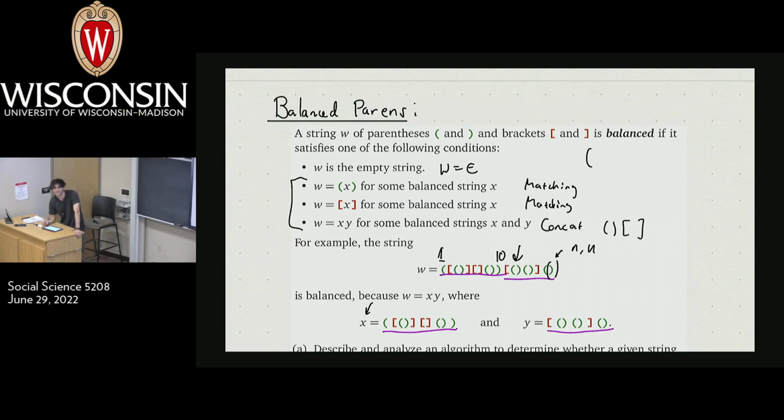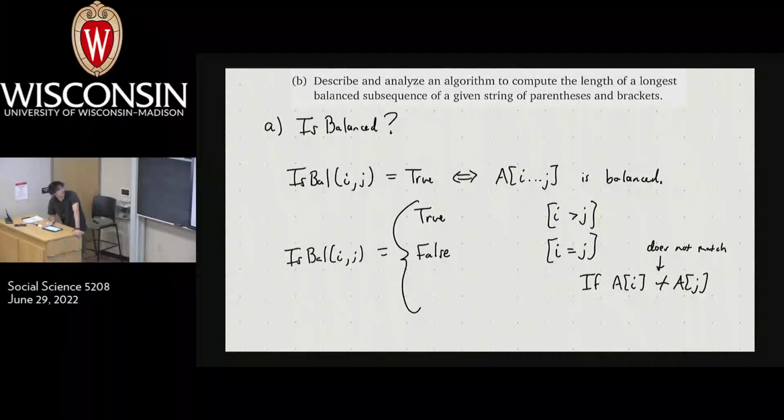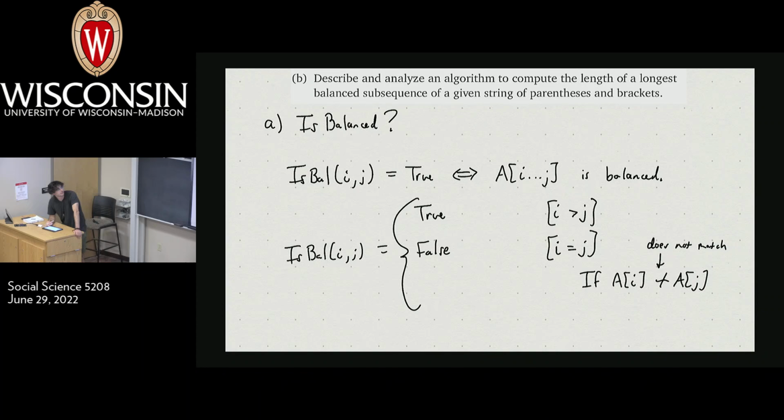Yes? Why can i be bigger than j? You mean in this? Oh, so this is just saying, if you plugged in a pair of i and j where j was smaller than i, well, you can't have an array from 5 to 3. That's empty.